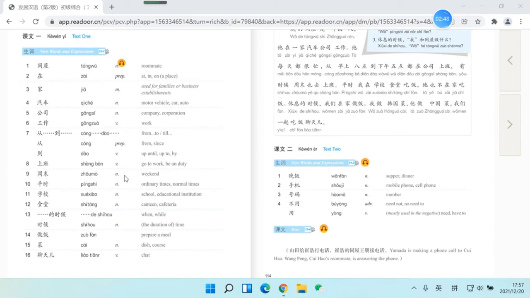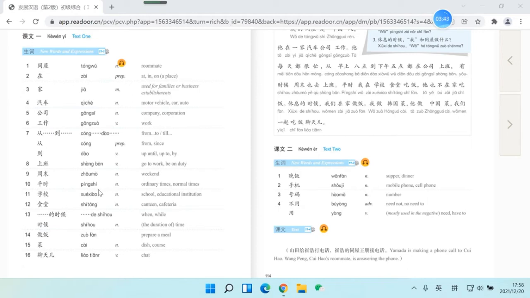Number nine is easy. It's weekend, 周末. Which days in the week are the weekend? Please answer in Chinese. 星期六和星期日, or we say 星期天. So we have two ways to say Sunday in Chinese, 星期日 or 星期天. So 周末 means 星期六, 星期日, 星期天. Compared to 周末, we have 平时, which means ordinary times, or maybe work days.